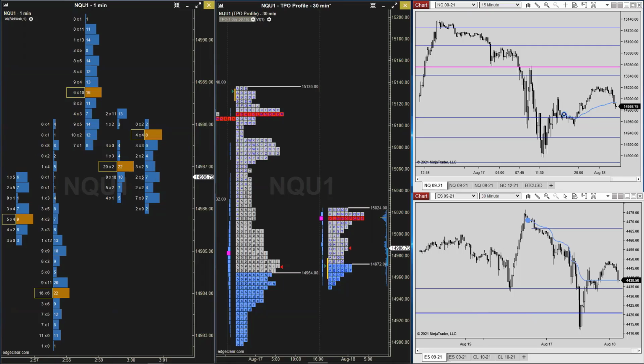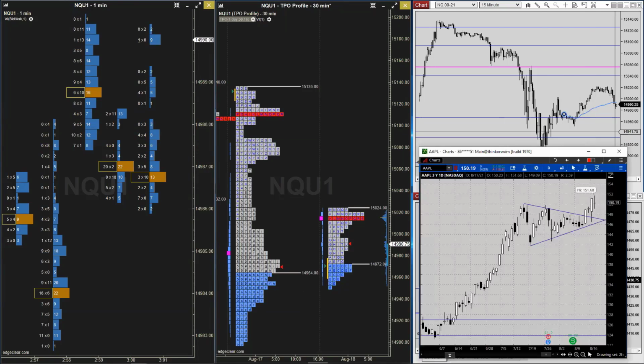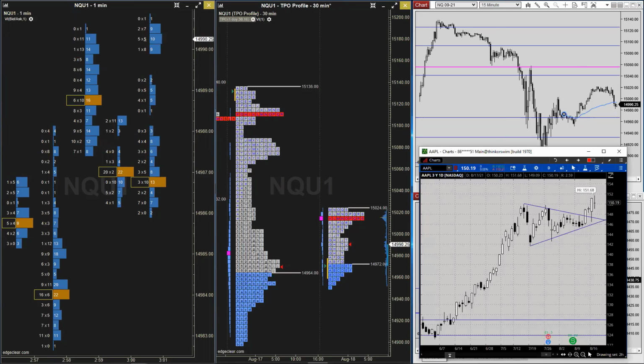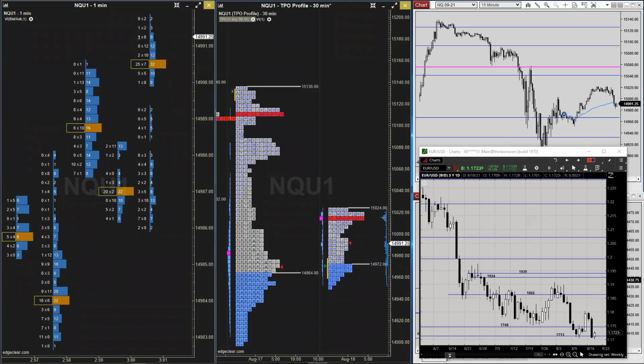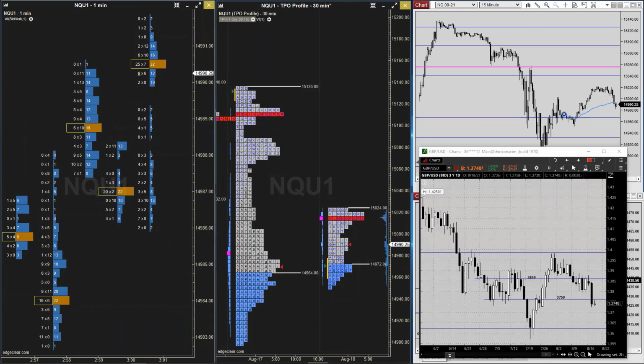And it looks like it's probably a slow session. We can take a look. Euro dollar. Yeah, very, very slow session. Look at this. Cable.